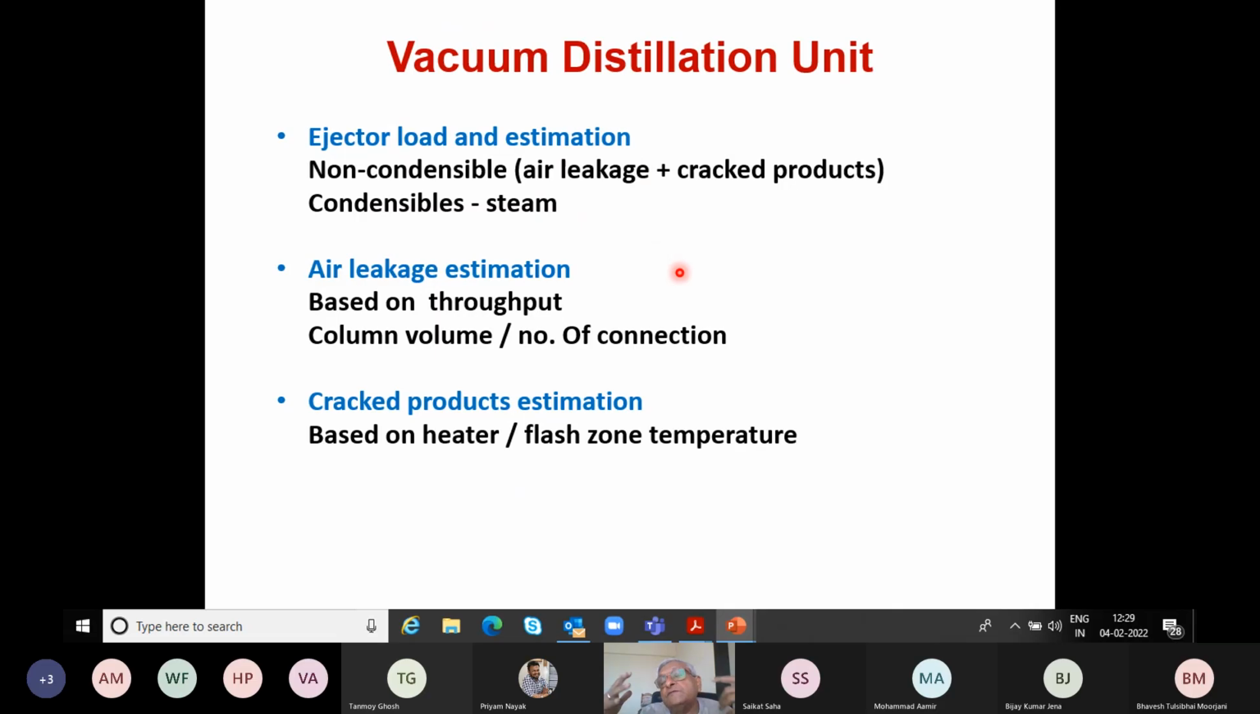So these are very tall columns, and these tall columns have flange connections, flange joints. These flanges are normally not very airtight, in the sense that we try to make them airtight, but there is some leakage because there is very high vacuum inside. So depending upon the number of flange joints, there are formulas by which you can calculate how much air must be getting in. And based on that, we design the ejector.